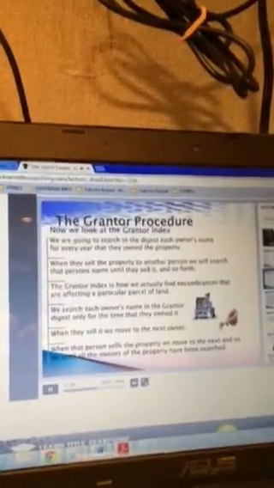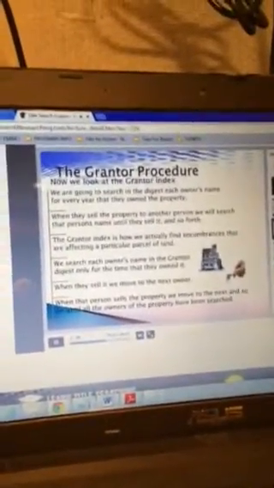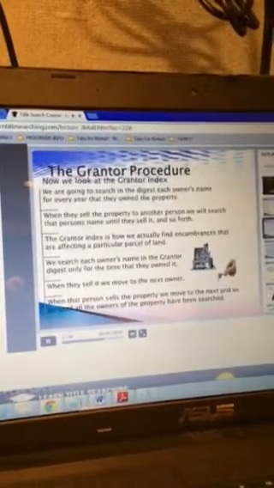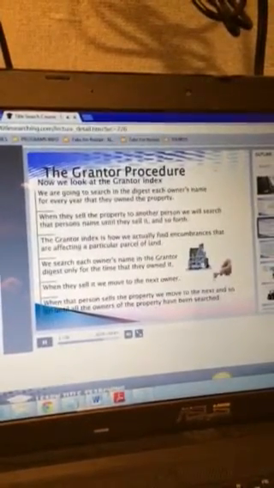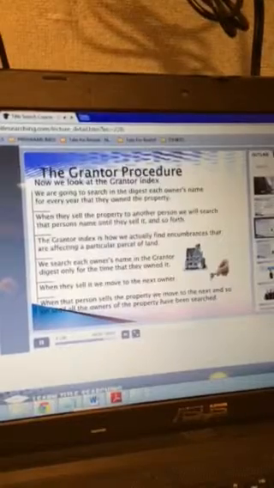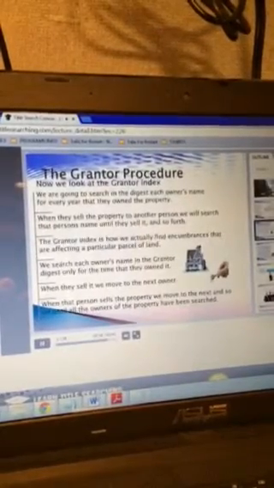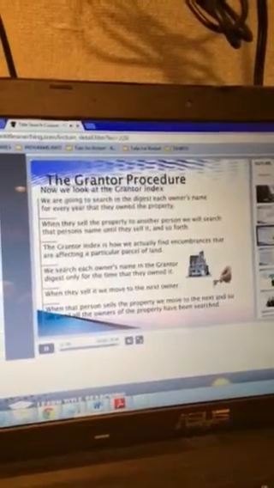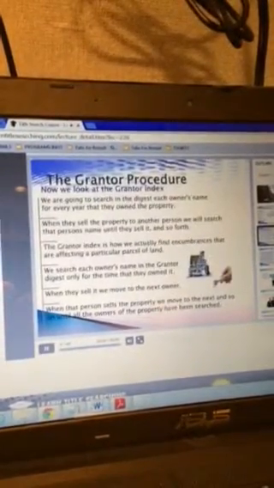We search each owner's name in the Grantor Digest only for the time that they owned it. When they sell it, we move to the next owner. When that person sells the property, we move to the next, and so on until all owners of the property have been searched.